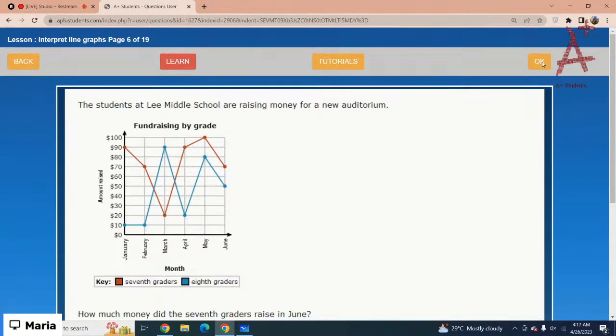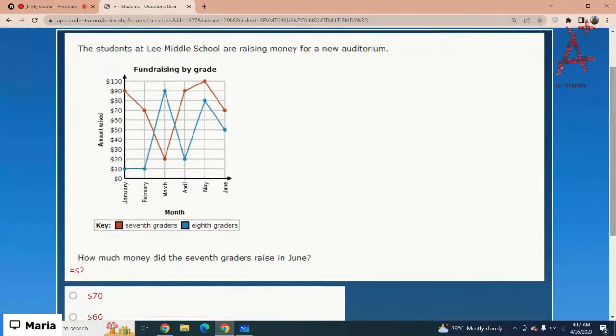Okay, the students at Lee Middle School are raising money for a new auditorium. How much money did the seventh graders raise in June? Which is the correct option? In June, how much money did seventh graders raise? Which is the correct option? Yes, very good. That would be $70.